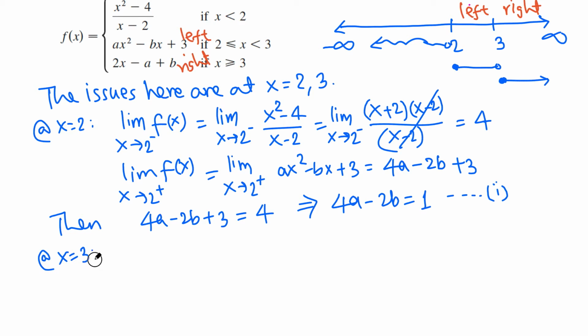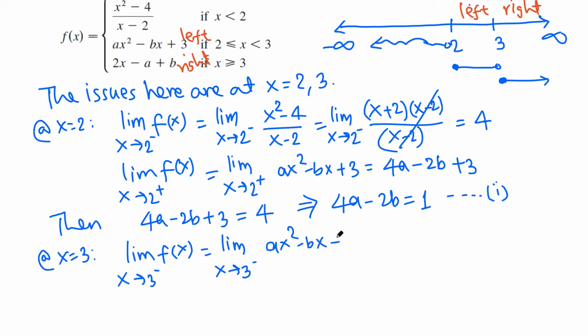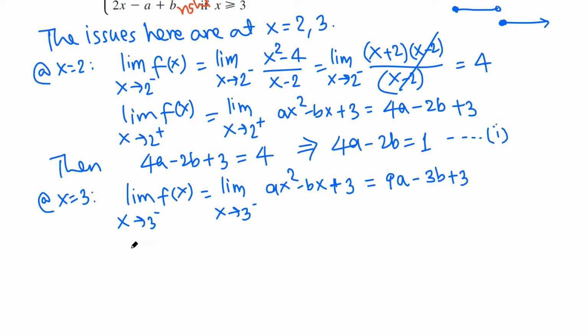At 3, the limit of f as x approaches 3 from the left is the limit as x approaches 3 from the left of ax squared minus bx plus 3. This is a polynomial, so all we have to do is just plug in x equals 3. 3 squared is 9a minus 3b plus 3.